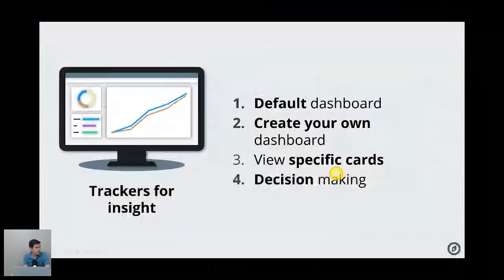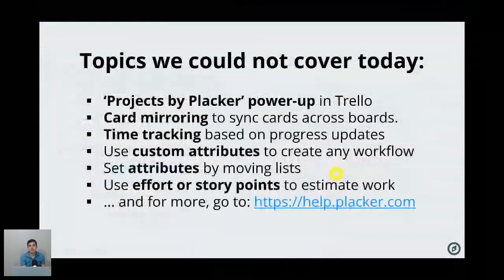Well, moving on, we have shown you today the 3 main view modes. There are some topics that we could not cover today. So we have projects by Placker power-up. This is a power-up that you can add on Trello, so you can change your attributes from Trello instead of Placker. We have card mirroring, so you can create a copy that will be linked from one board to the other. This is something we're going to show in other webinars. We have time tracking based on progress updates, custom attributes, effort or story points, and for more, go to help.placker.com.